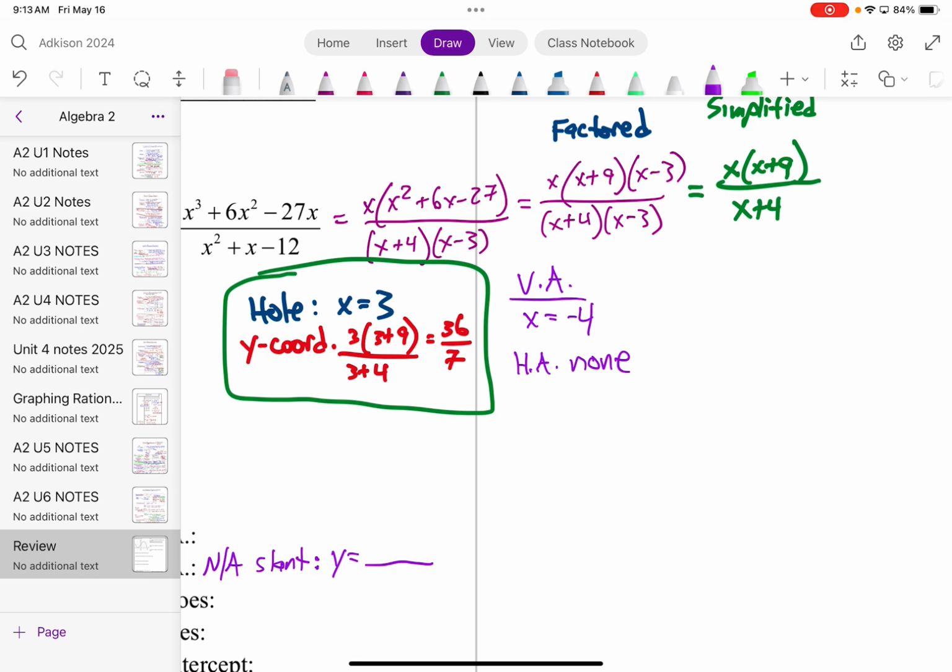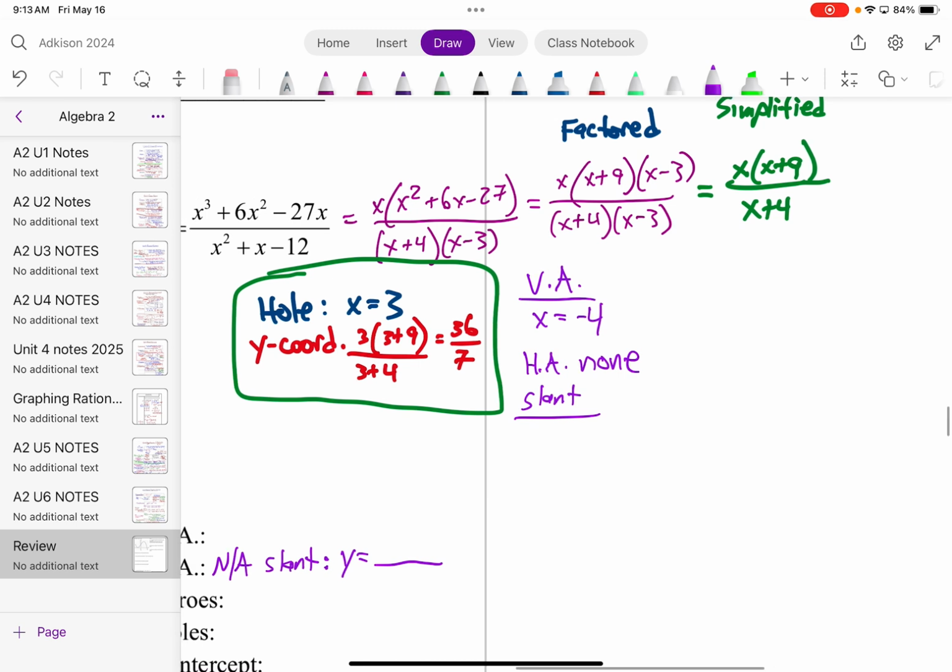Thanks for the heads up. It's actually a lot easier. Okay, what do we do for finding a slant asymptote? You're going to go back to the OG problem, the original problem.